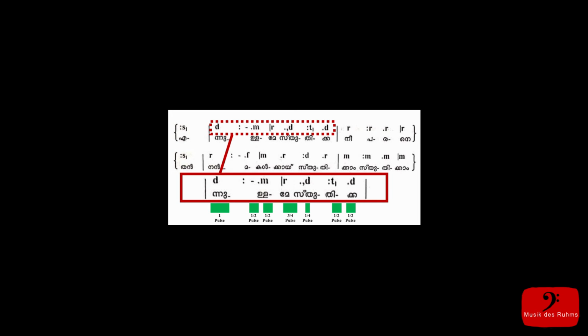Take song number 473. Two notes separated by dot and comma means the duration of the first note will be 3/4 and the second note will be 1/4 of the total pulse duration.